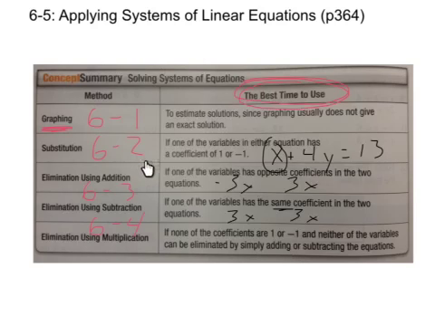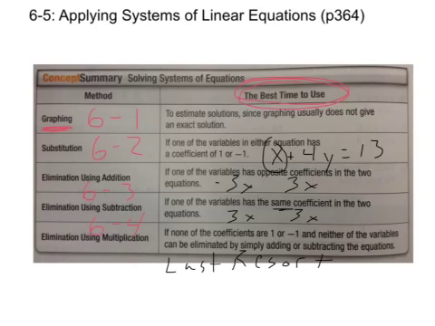And when you use multiplication, you use multiplication when none of the coefficients are 1 or -1, because then you'd use substitution. And neither of the variables can be eliminated simply by adding or subtracting. Basically, you use multiplication when you have nothing left. Multiplication is the last one that you use, so I will put last resort. This is your last resort because it's the most complicated method, and because it's complicated, it's a lot easier to make mistakes. So you only want to use this if none of the other methods work.